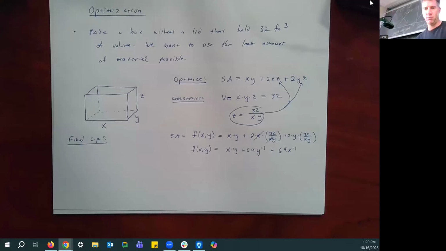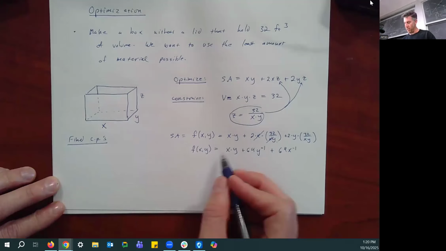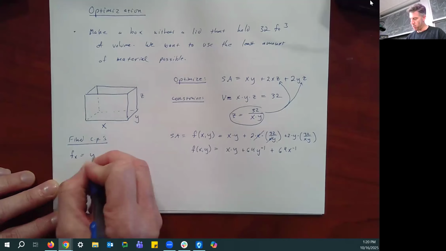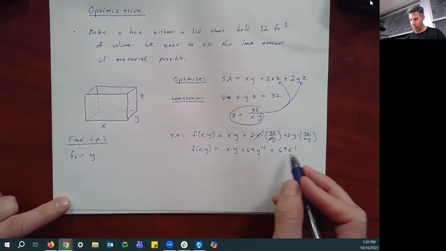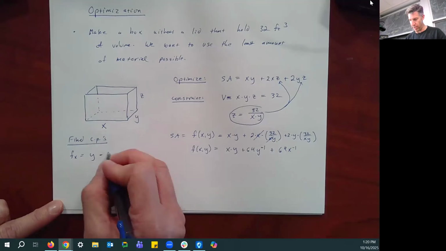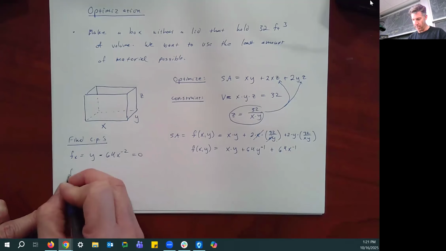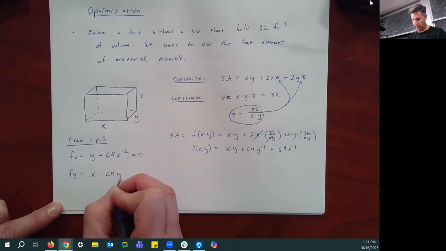Okay, so our partial with respect to x is going to be y plus 0 plus negative 64 times x to the negative second. So minus 64 x to the negative 2. And similarly, our fy is going to be x minus 64 times y to the negative second.